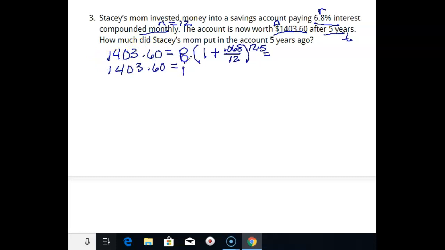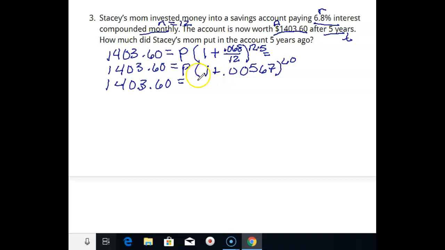So I'm going to have $1,403.60 equal to P times 1 plus 0.068 divided by 12. When I do that division, I get a decimal, 0.00566666666. Again, I'm going to take this out as far as I can to make sure that this is exact, raised to 12 times 5, or 60. So in that parentheses, I'm going to go ahead and simplify it.